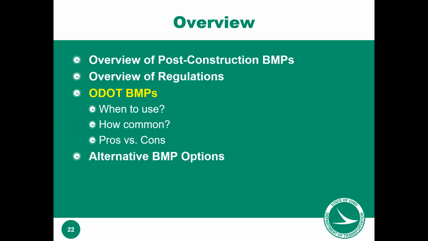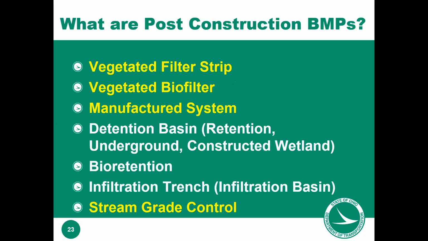All right, so that's an overview of the regs. That's why the rules are different, and that's how it's written in. There's a lot there, but that's how that's going on. So as far as our ODOT BMPs, we'll get into them. And I'm going to really breeze over detention basin, bioretention cell, and infiltration trench, because those are kind of site development. I'm going to spend some time on vegetative filter strips, vegetative biofilters, manufactured systems, and stream grade control, which a lot of people don't know about, but it exists.